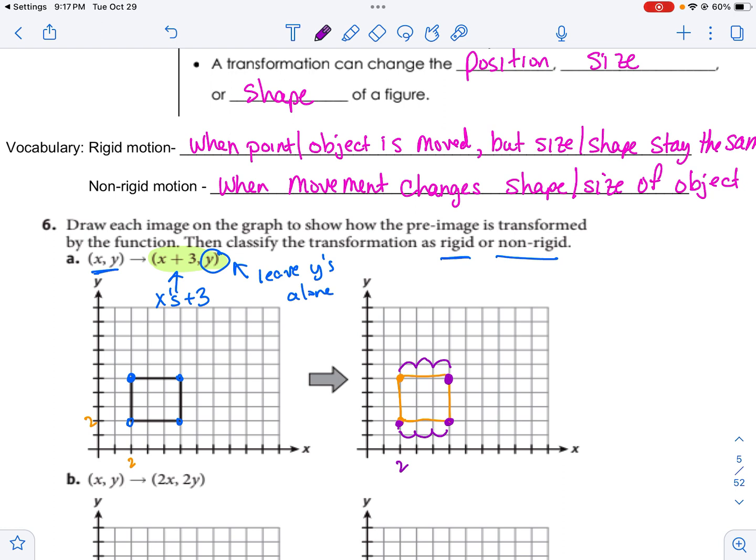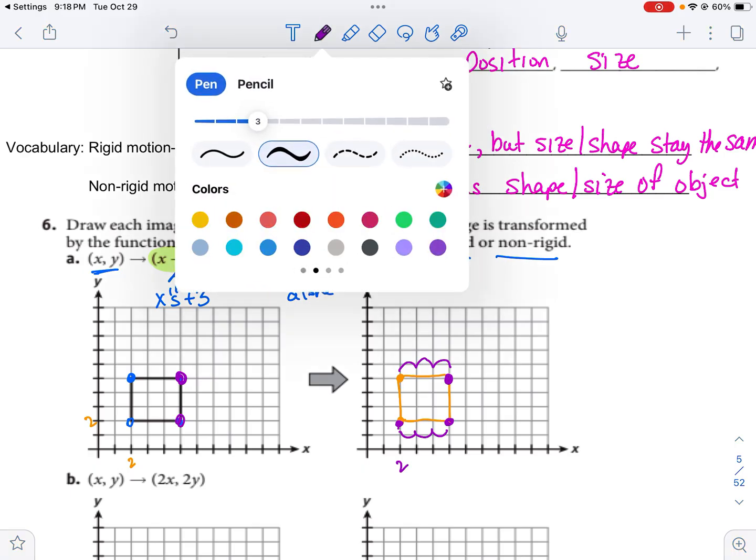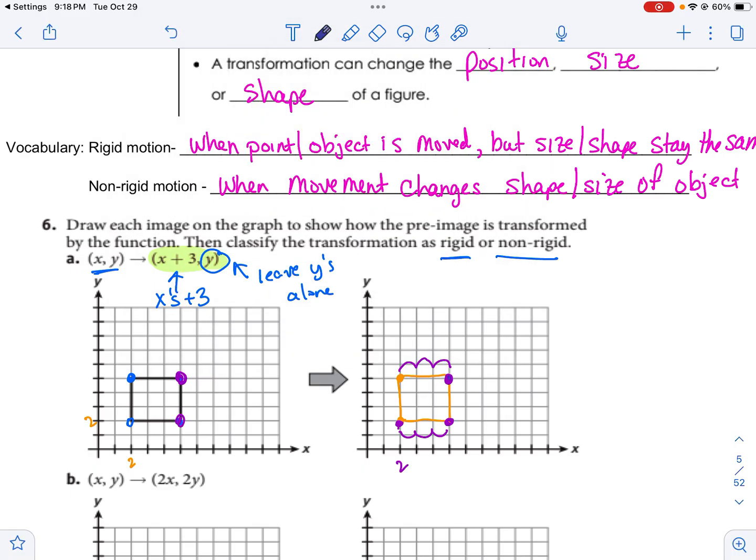Now I've got to take the endpoints. I'm going to switch colors here. It started here, and I'm going to move it 1, 2, 3, so now it ends there. I'm going to move this one 1, 2, 3, so now it ends there. So in blue is my new shape. If you look at the pre-image, which is the orange, I'm going to say PI for pre-image, and this is my image, my new graph.